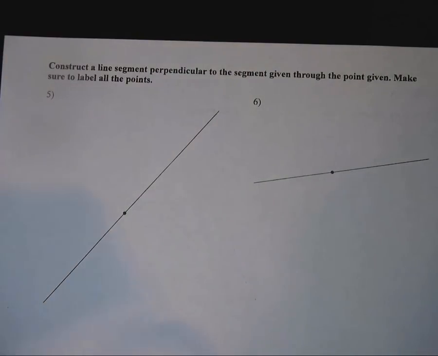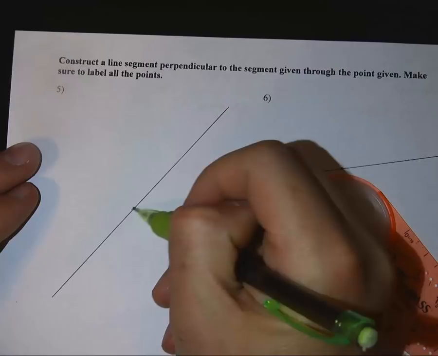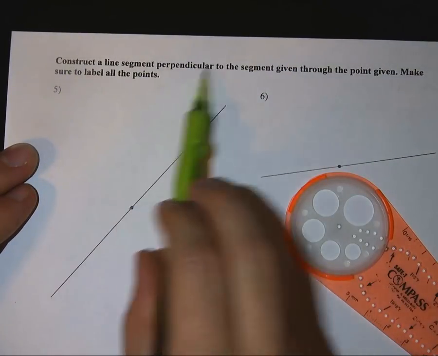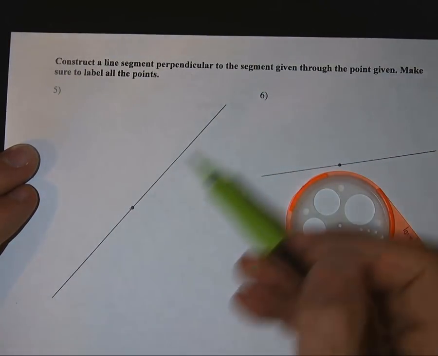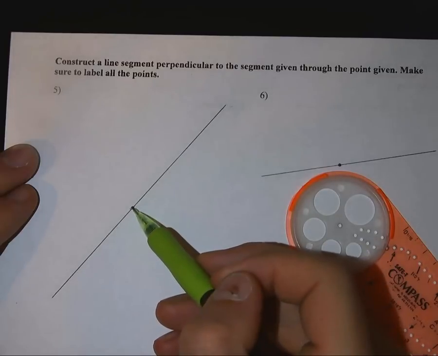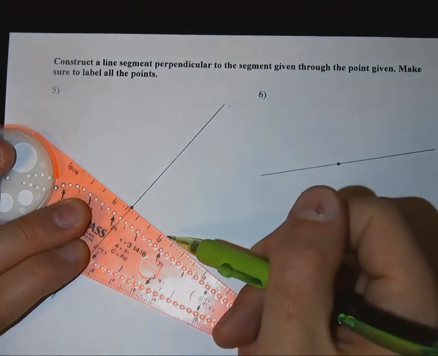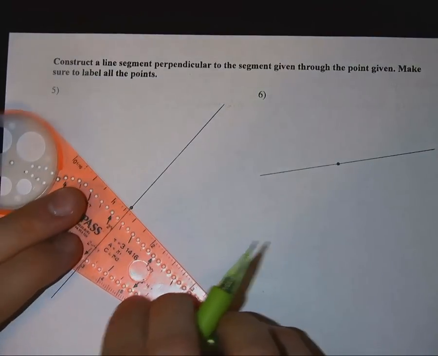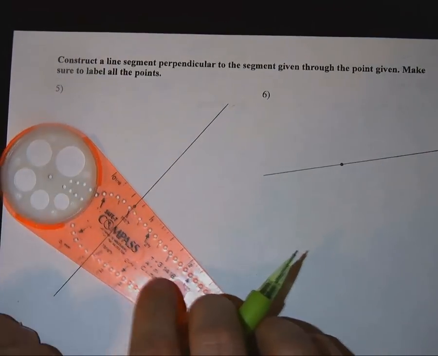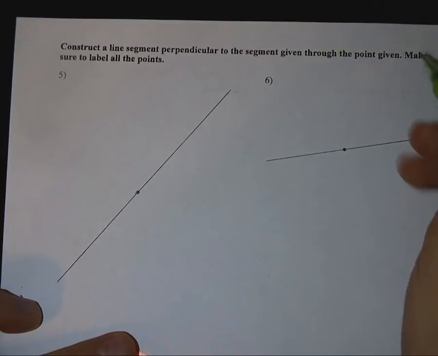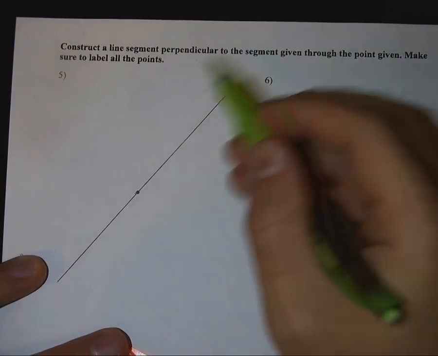So here we go. Again, I have a point here. The instructions say to construct a line segment perpendicular to the segment given through the point given. So I almost need to construct a perpendicular line like this, but making a guess isn't going to be good enough. So we're going to use a compass and a straight edge to do it. Again, it says to make sure to label all your points.